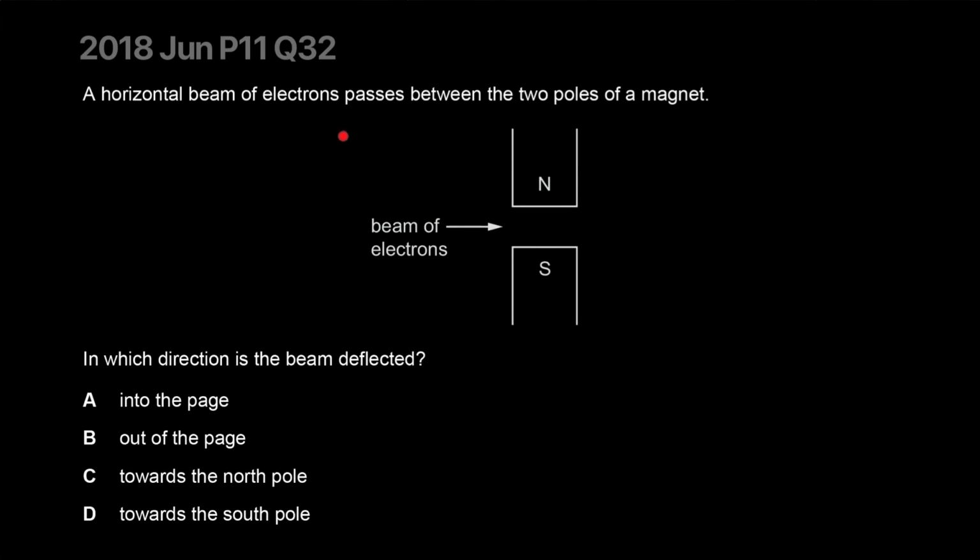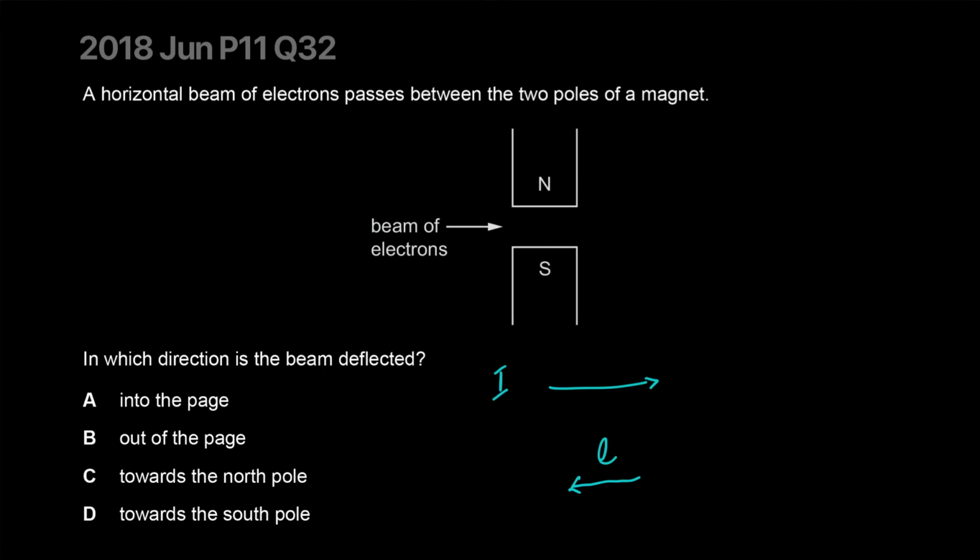A horizontal beam of electrons passes between two poles of a magnet. In which direction is the beam deflected? So you have a beam of electrons going. Okay. Now understand one thing: if the current has a direction like that, the electrons are actually moving against the conventional current. We call it conventional current because earlier we thought that's how whatever is responsible for electricity is moving, but later we found out, oh, it's the opposite, right?